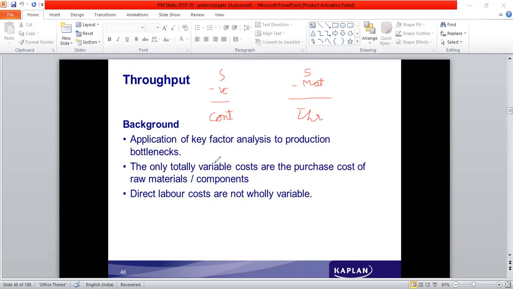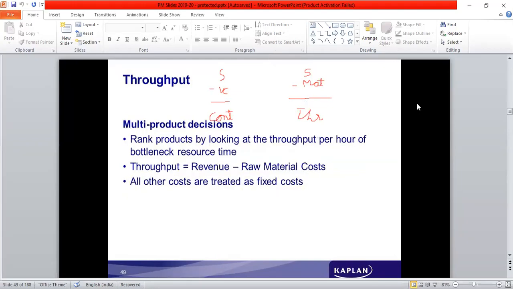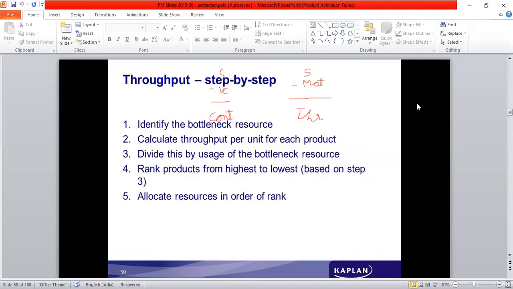So the only totally variable costs are the cost of purchase of raw materials or components. Direct labor costs are not wholly variable. Then, in case of multi-product decisions, rank products by looking at throughput per hour of bottleneck resource. Throughput is equal to revenue minus raw material cost. All other costs are treated as fixed costs.